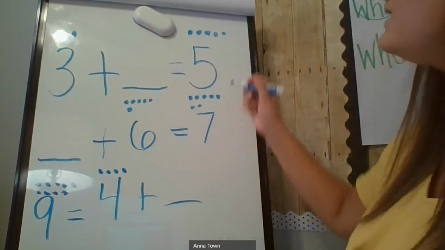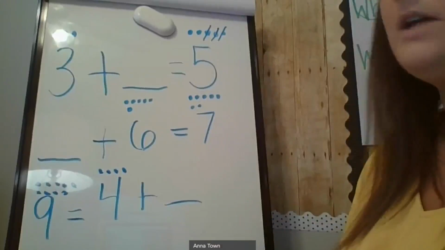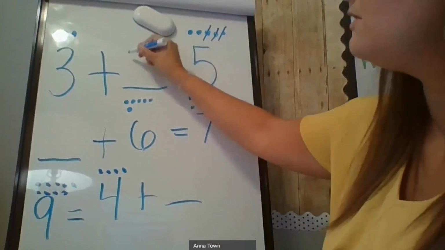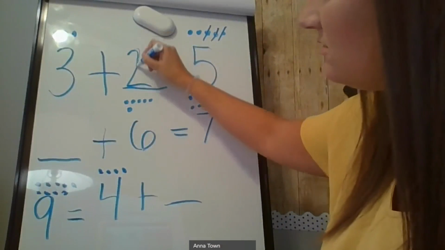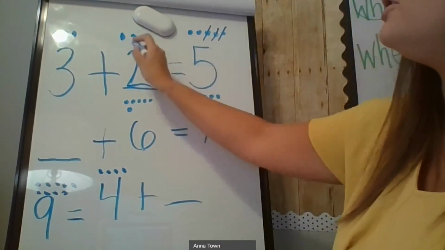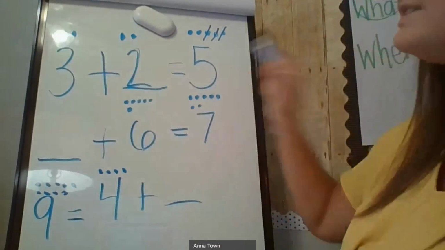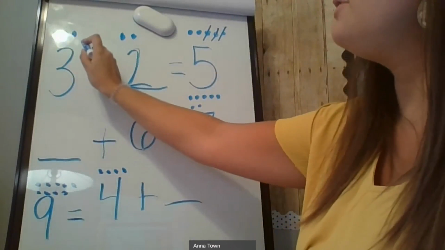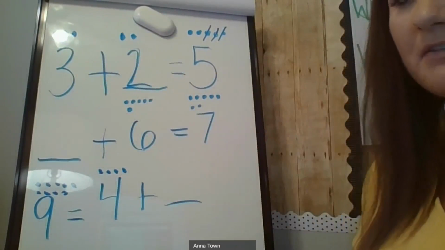So what we're going to do is we're going to take 3 of them away. 1, 2, 3. Now we're going to see how many counters are left. 1, 2. That means our missing addend is 2. And how we're going to check to make sure that it's right is we're going to put 2 counters above the 2 and then count the 3 counters plus the 2 counters to see if we get 5 for the total. 1, 2, 3, 4, 5. We do, so we know we are correct.